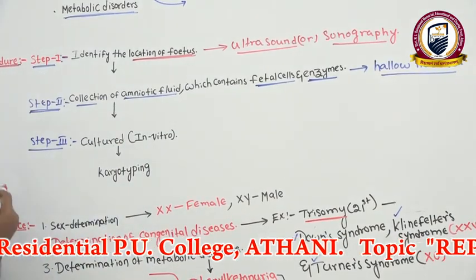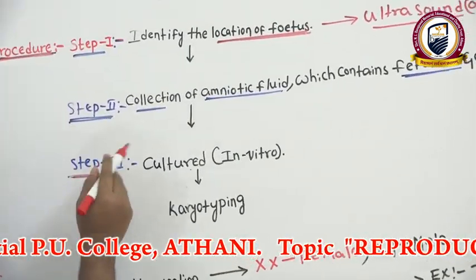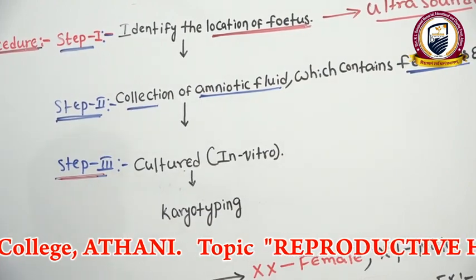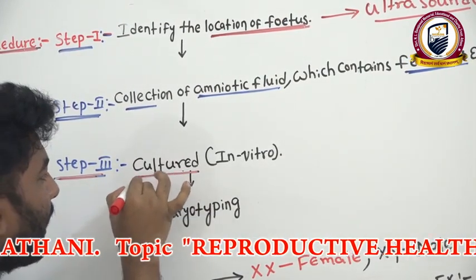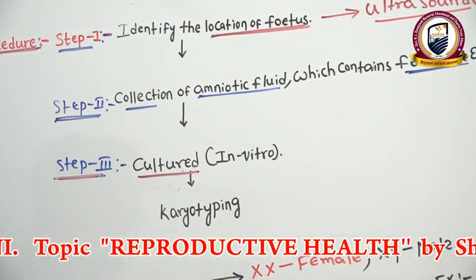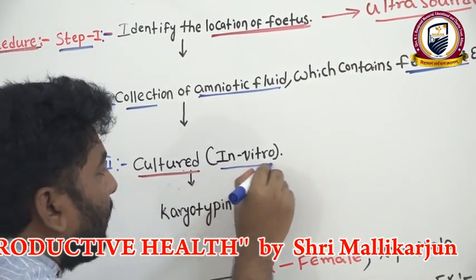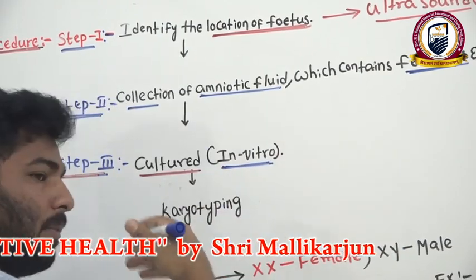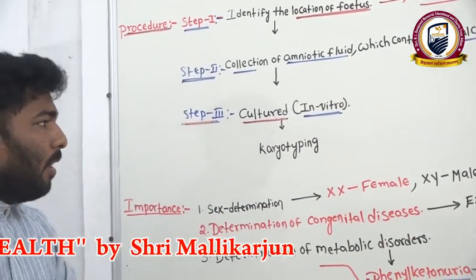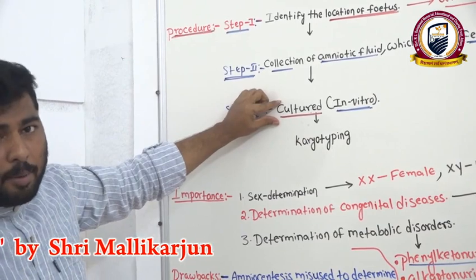Clear? Now, the third step: after collecting the amniotic fluid, we have to culture it. In vitro culture. In vitro means nothing but outside the body. We are going to be culturing it in the laboratory.